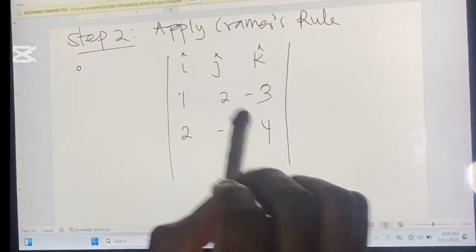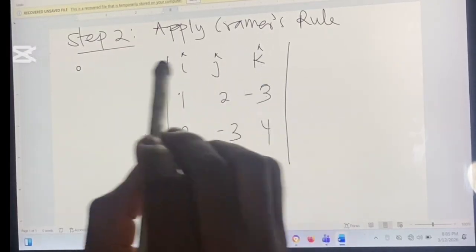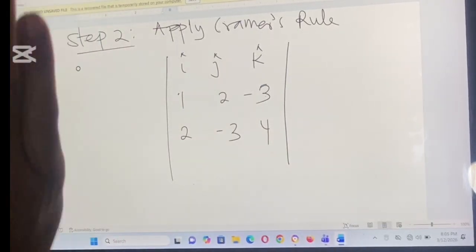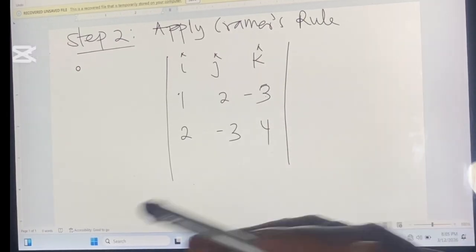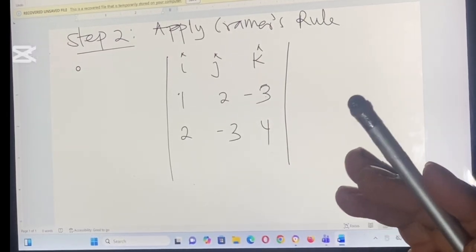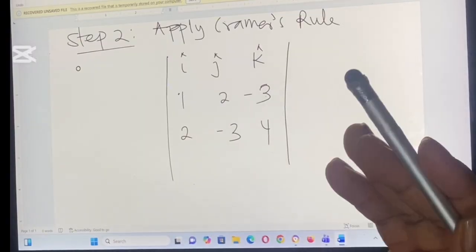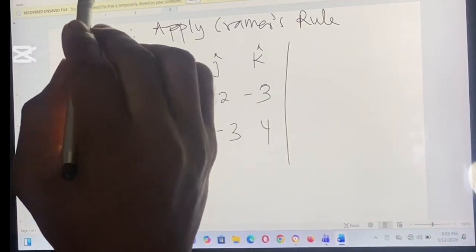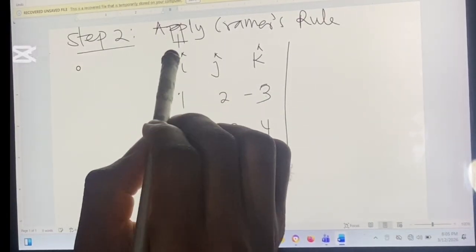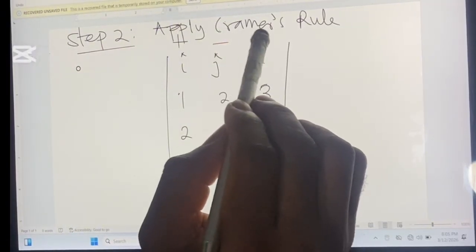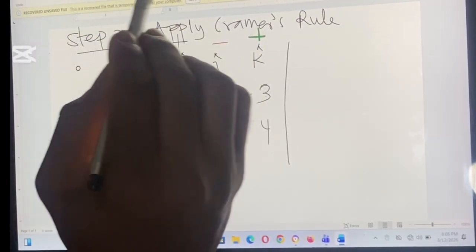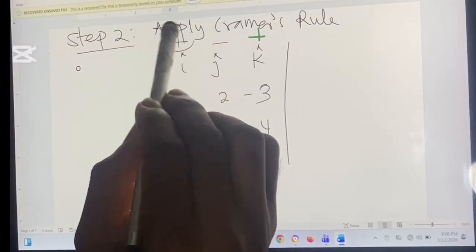So this is what Cramer states, that the first row will be assigned operators. So the operators will be plus, minus, plus. It changes from plus to minus, and the next is plus. Please take note. So I will have this part here to be plus, this is minus, this is plus. Okay. So this is what Cramer's rule states. These are the signs here.